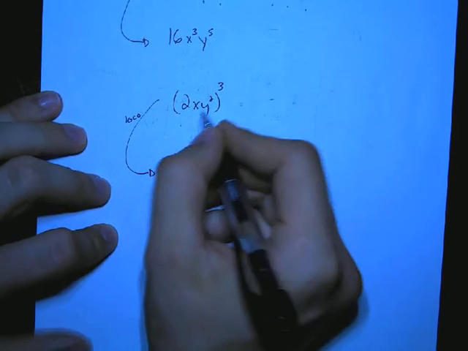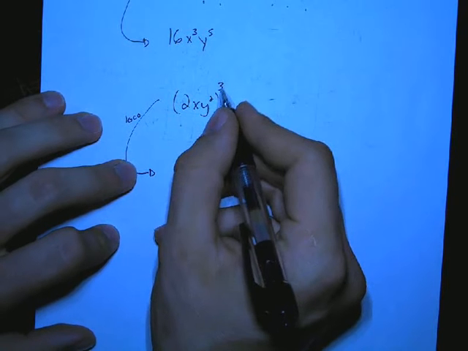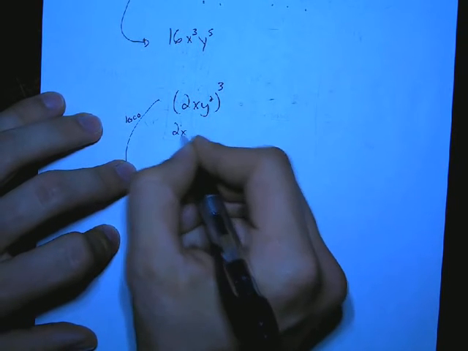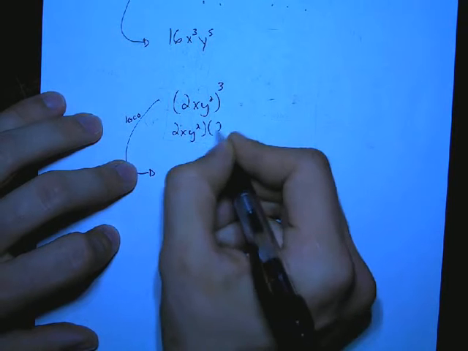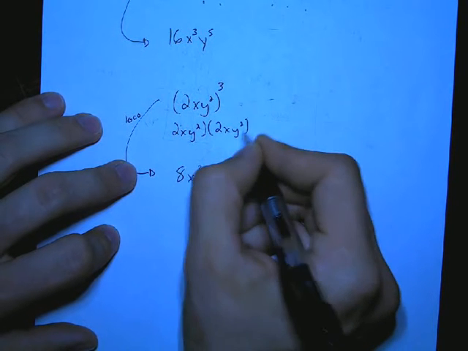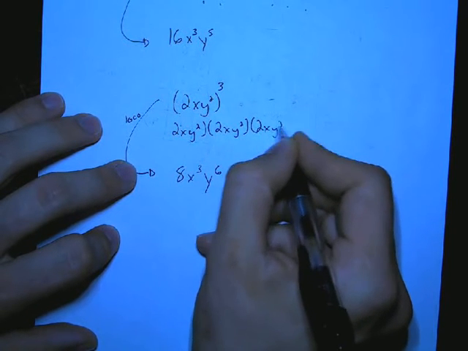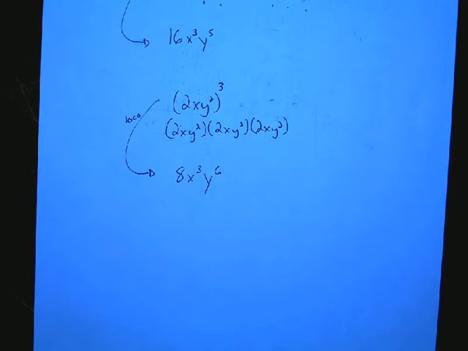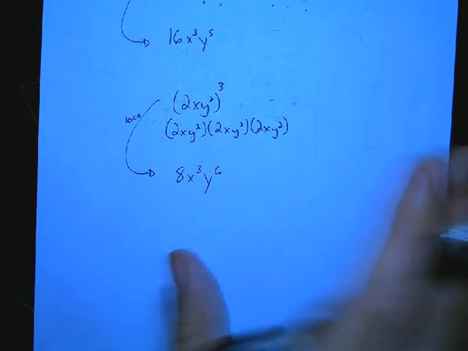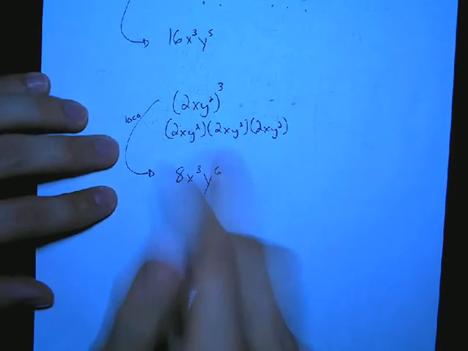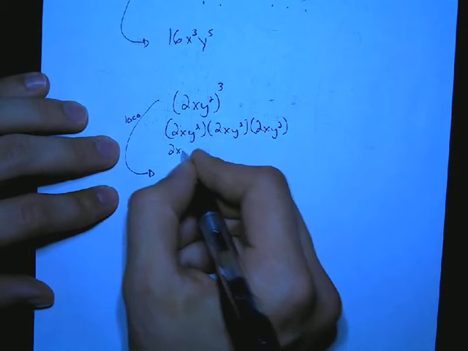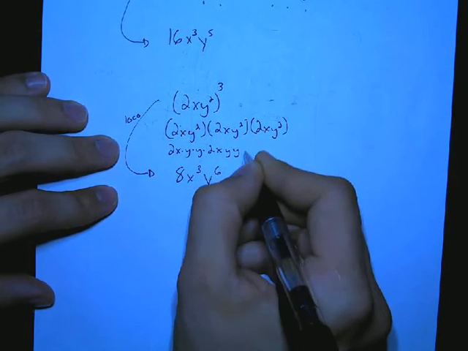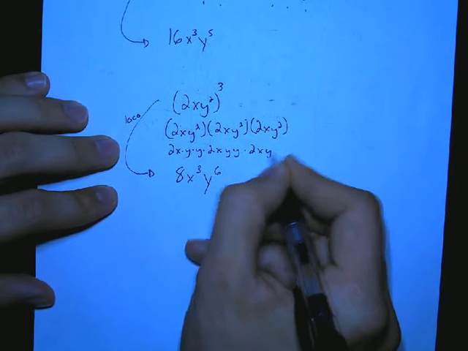I've got 2xy squared multiplied by itself 3 times. We're going to use the same idea we did last time. 2xy squared times 2xy squared times 2xy squared. This gives us the written out version of 2xy squared cubed. It's all together. It's all out where you can see it. And if this doesn't help enough, you can always write it out the longest way. So we have 2xy squared cubed.